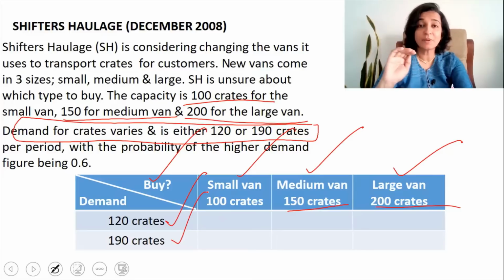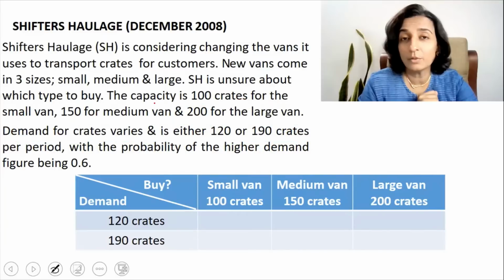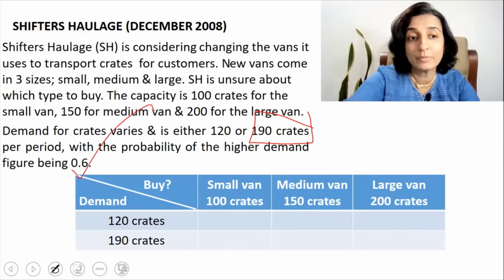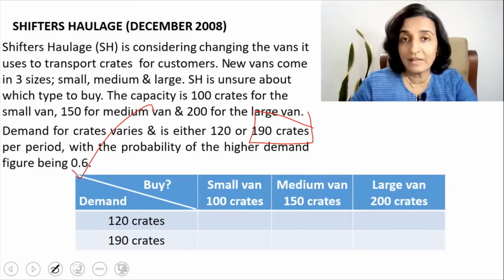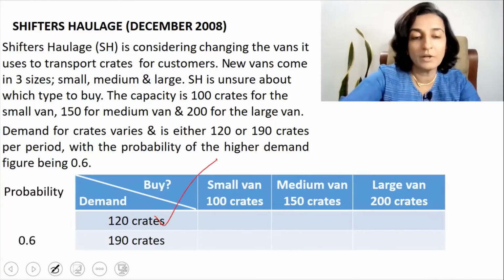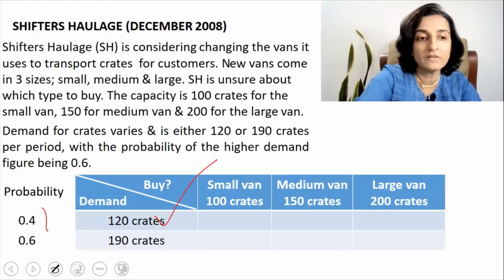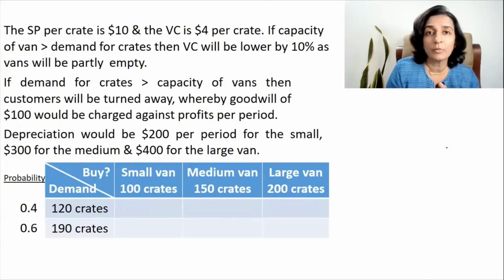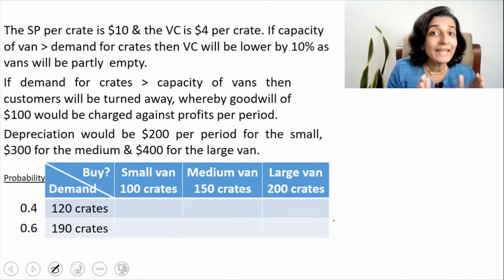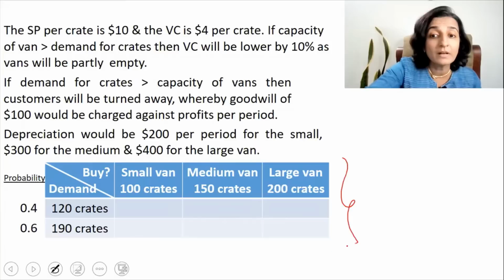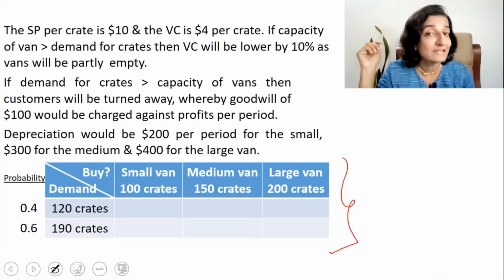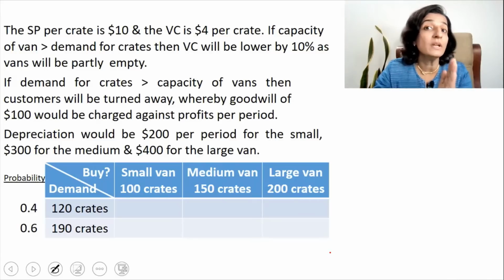So the skeleton of the payoff table is complete. Now we know that the probability that the demand is 190 crates is 0.6, so we will make a note of that too. For 120 crates, it is 0.4 because both should add up to 1. Now, before we go deeper into the problem, what is our aim? Our aim is to fill up the profit table, or to find out the profit that we earn under various situations. So I will show you the working note that we will be preparing to arrive at the profit figure.